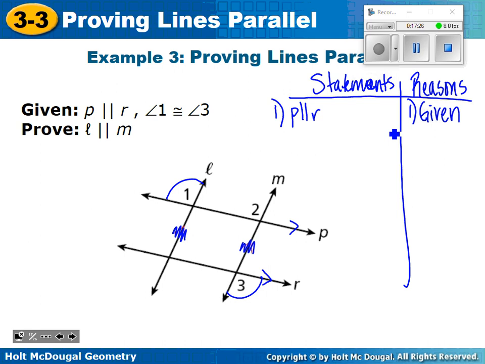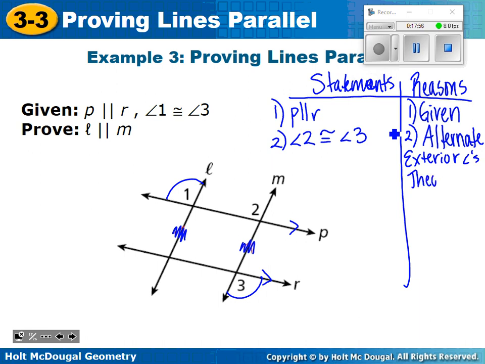Alternate exterior. And so the first 5 theorems we learned, not the converses, said if the lines are parallel, then the alternate exterior angles will be congruent. So from this given, we could say angle 2 is congruent to angle 3. And what's the reason? Very good. Not converse because we're not proving lines parallel. Alternate exterior angles theorem.